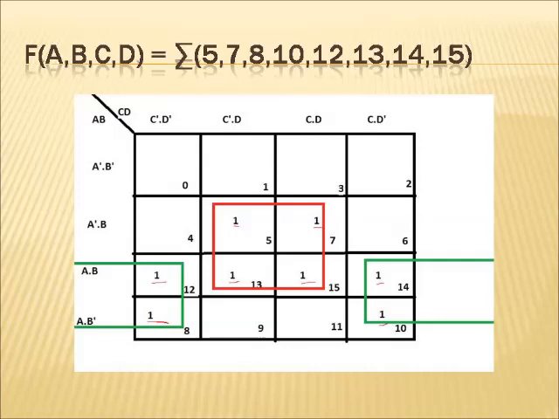So here I am using the red square to mark our first group. So as it contains 4 cells, we can say it's a quad, right? So the 4 cells are 5, 7, 13 and 15.